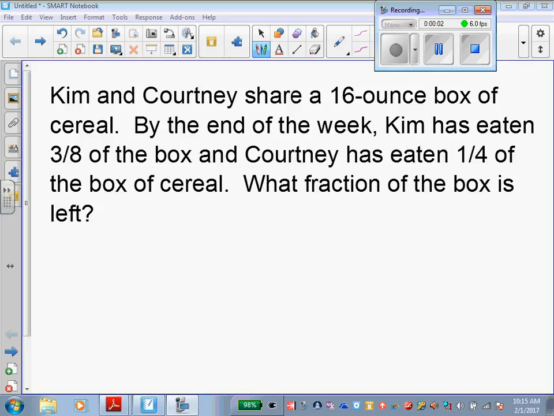All right, Kim and Courtney share a 16-ounce box of cereal. By the end of the week, Kim has eaten 3/8 of the box, and Courtney has eaten 1/4 of the box of cereal. What fraction of the box is left? All right, so we need to pull out that important information. What is important in this problem?